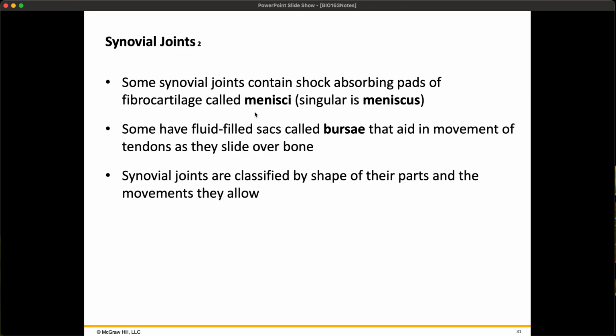Some of them have things called meniscus in between them. Again, you might have heard of someone having a torn meniscus. This is an extra layer of fibrocartilage that acts as a shock absorbing pad. There's also things called bursa. You might have heard of bursitis, somebody having bursitis. It's literally like a little fluid-filled pack that sits in between joints just to add some more cushioning. This one says to talk about tendons sliding over bones.